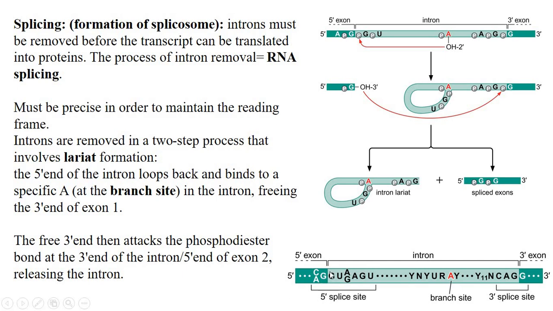So this G here at the 5' end of the intron is quite important, because this G binds with this branch site A to make this lariat. Okay. These are the consensus sequences. You don't have to remember the consensus sequences as such, but you should know that there is usually a G at the 3' end of the first exon, and a G at the 5' end of the intron.